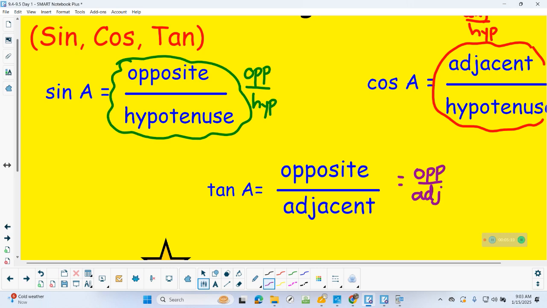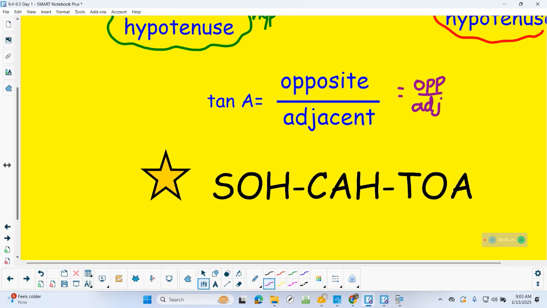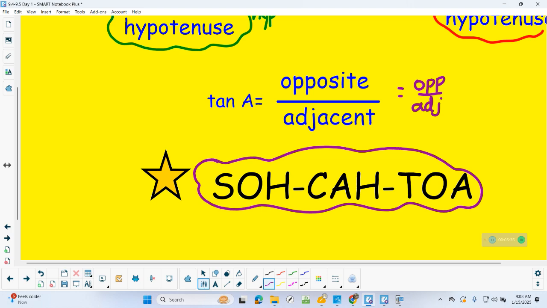There is a little saying to help you remember all these crazy fractions, like sine is opposite hypotenuse, cosine's adjacent hypotenuse, tangent, opposite, adjacent. SOH-CAH-TOA is how we say that. So let me give you a second to write that down next to your little star there.